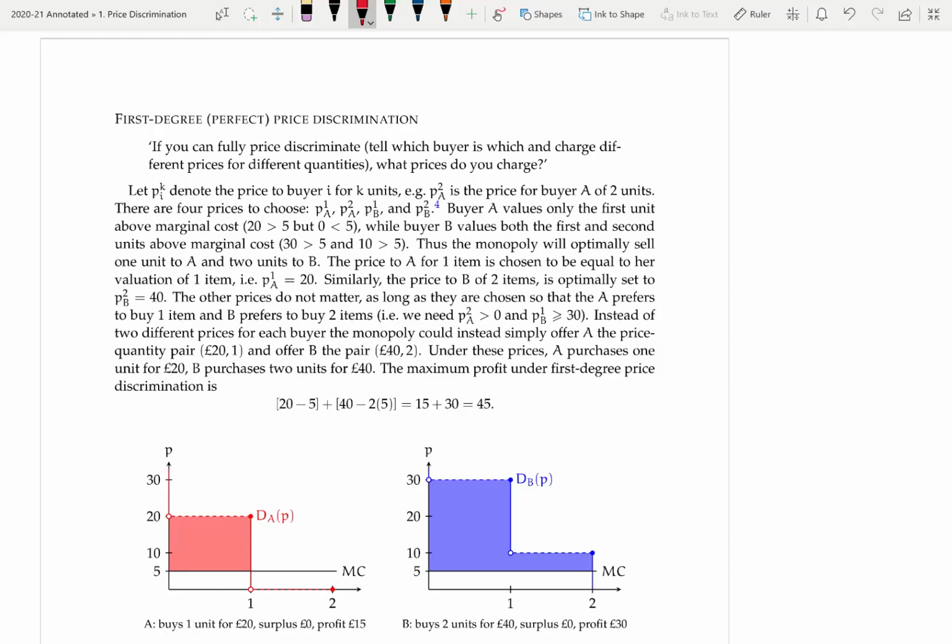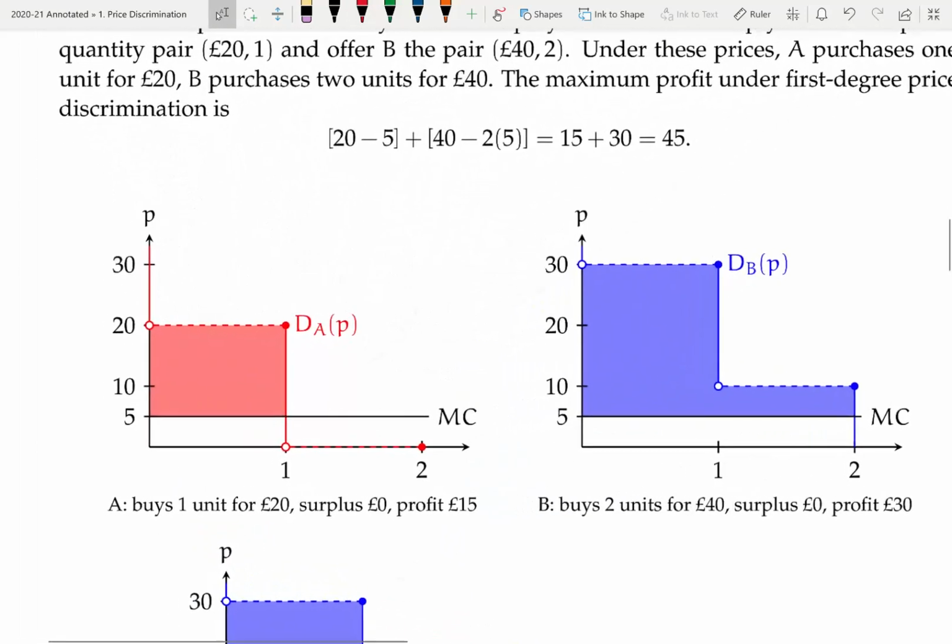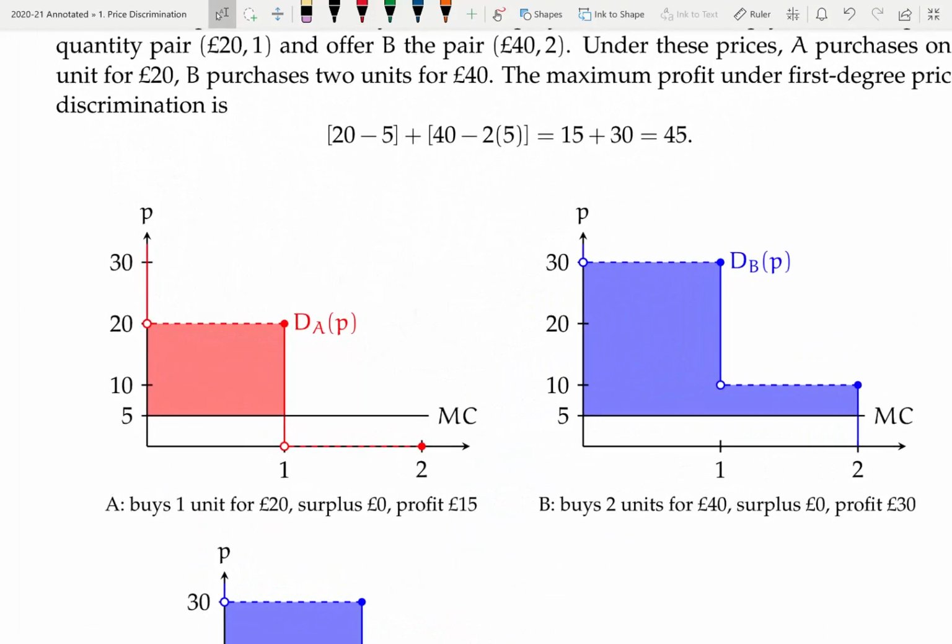Now, to work out the optimal values of these prices, it helps to first think about how much the monopoly should sell to each buyer. So let's look at buyer A's demand curve here. Does the monopoly want to sell 1 or 2 units to buyer A? Well, it definitely doesn't want to sell 2 units to buyer A because buyer A's marginal valuation of the second unit is less than the marginal cost. So the monopoly would want to sell 1 unit to buyer A, and they would want to sell it at exactly what buyer A is willing to pay, i.e. 20. So the optimal price to charge for 1 unit to buyer A is 20.